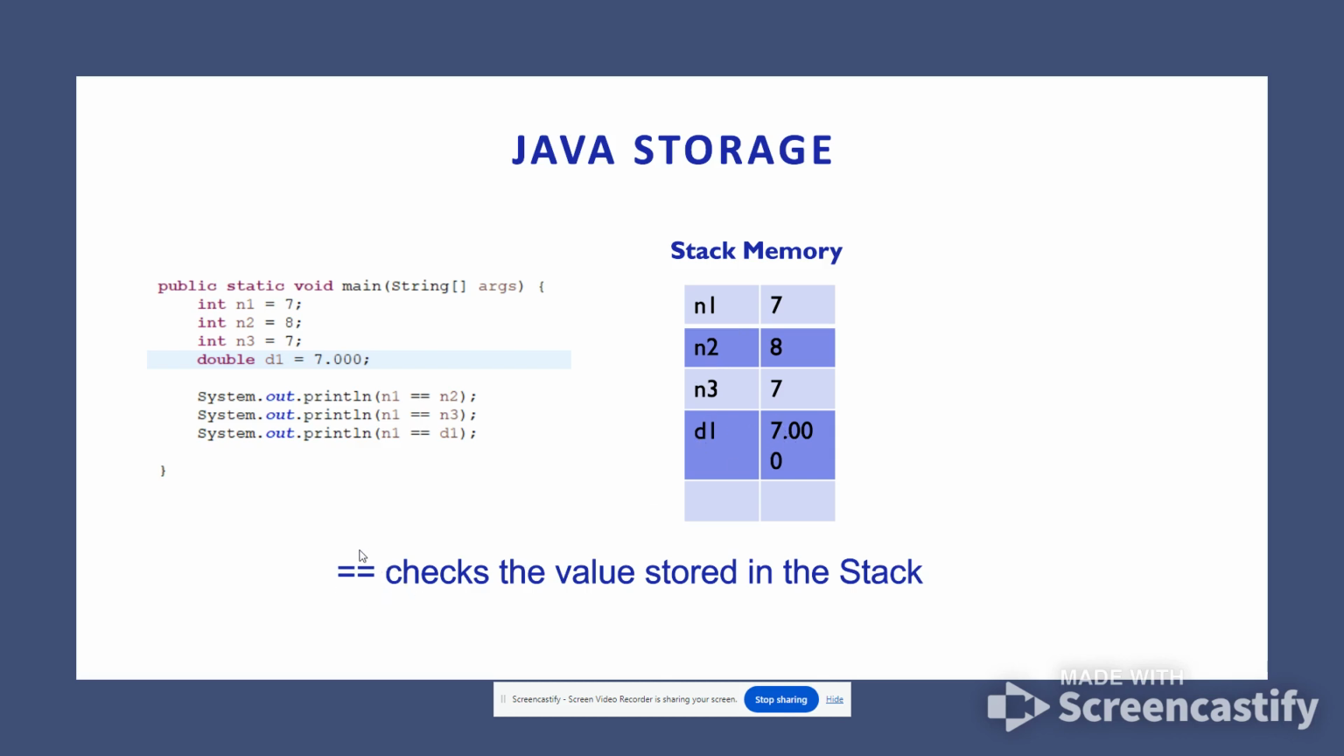When we call the equals equals method, it looks right here and says, hey, does 7 equal 8? Nope, false. Does 7 equal 7? Yes, true. Does 7 equal 7.000? No, I'm sorry, that's a yes. Yes, that's a true. And so that's what equals equals is doing. It goes into your stack memory, it looks at the variables and checks, are they the same?